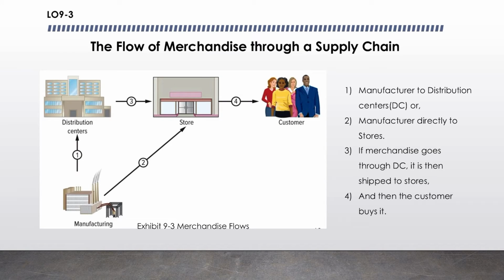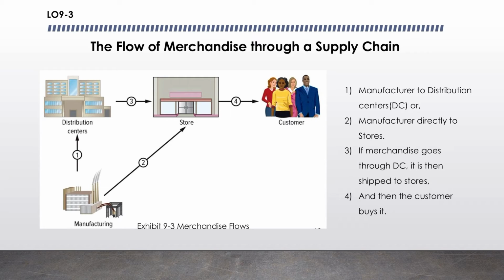This photo illustrates the merchandise flow steps for a large retailer. As you can see, the general merchandise flow steps are first, manufacturer to distribution centers, or second, manufacturer directly to stores. And if merchandise goes through distribution centers, it is then shipped to store. And then the customers can buy it.